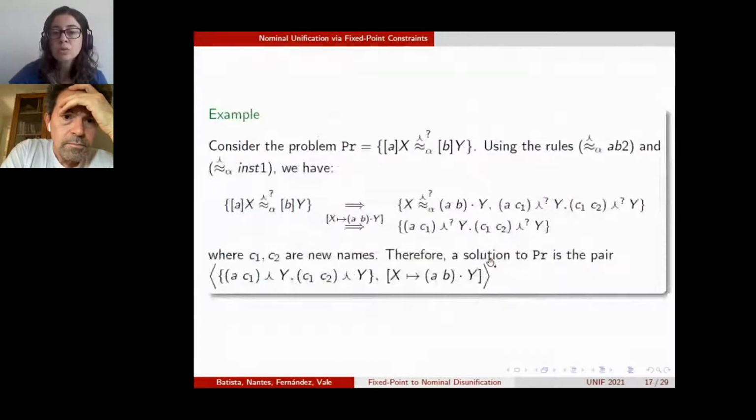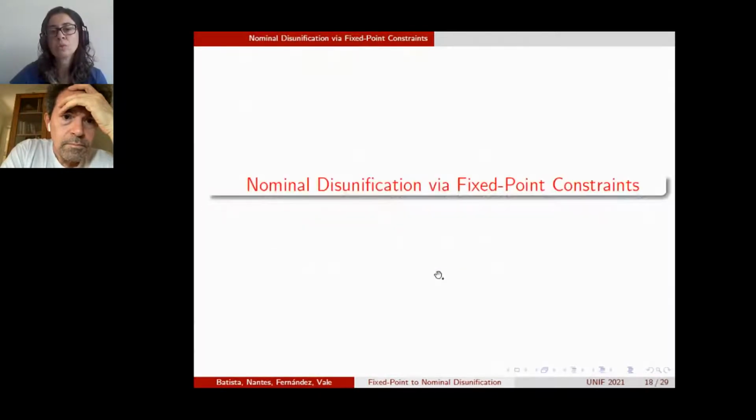I'm not going to spend a lot of time here, but for instance, if you have a problem abstraction of A in X is equal to abstraction of B in Y, we apply the rules and we get a context and a substitution.